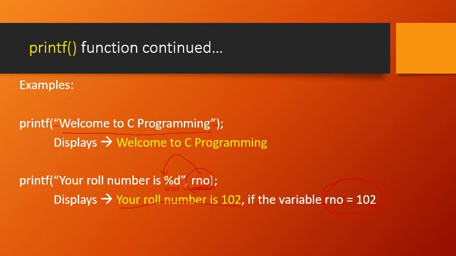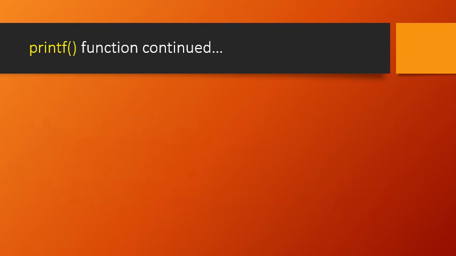When this statement is executed in a program, what will happen? We are assuming that RNO is an integer data type variable and it stores 102 as the value. In that case, it is going to display your roll number is 102. The 102 gets substituted by the %d format specifier here. This is another example. Let us see one more example.